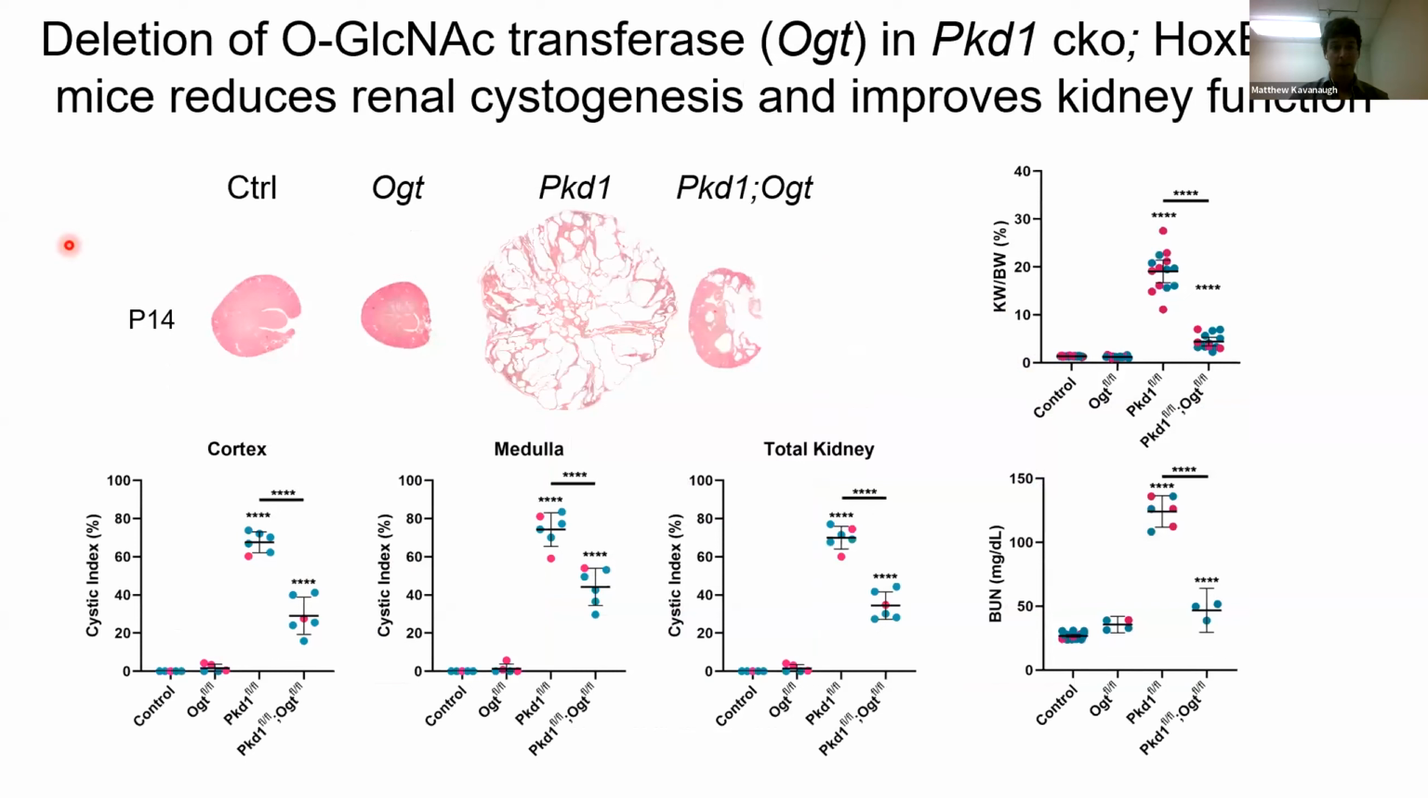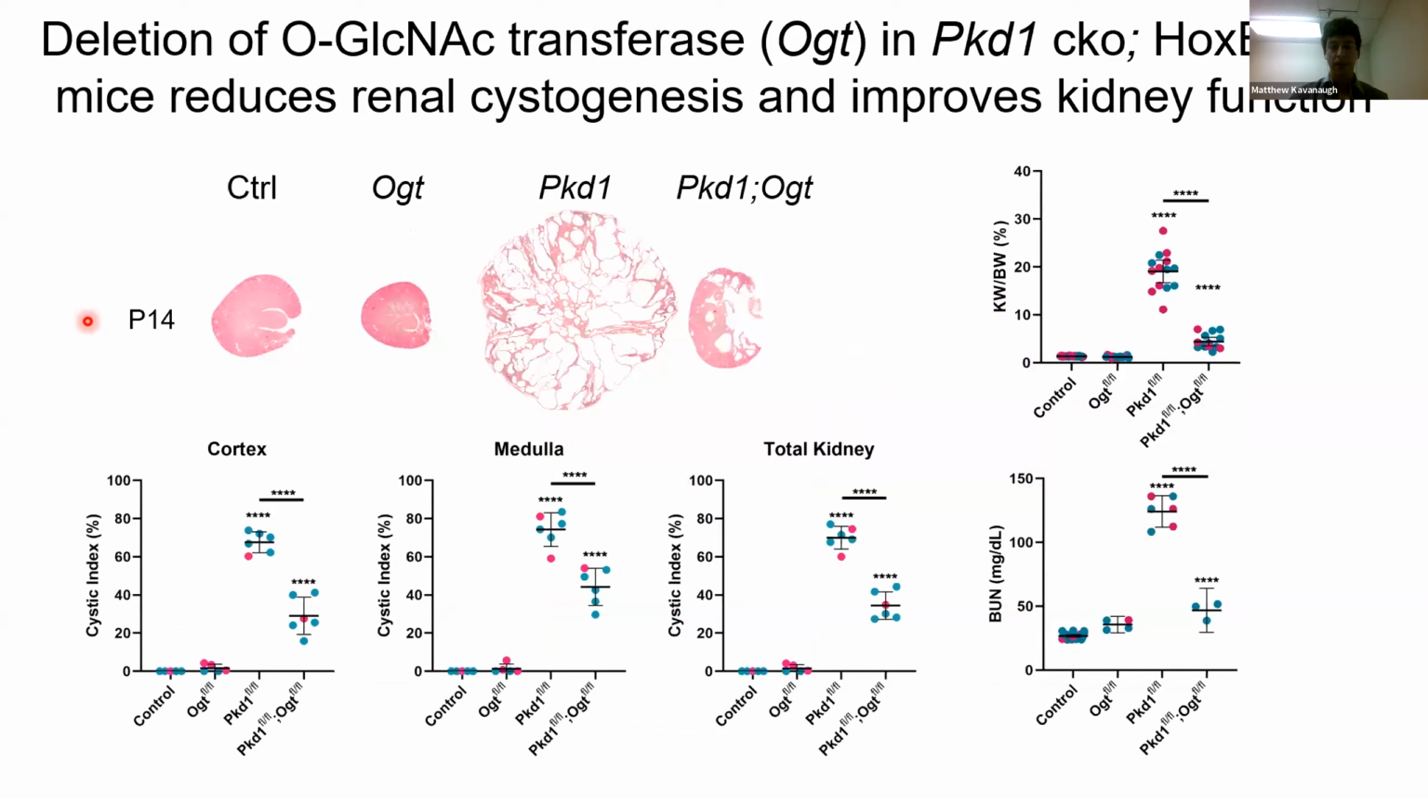Now, what I've been doing recently is the generation of a new juvenile onset mouse. This is a conditional knockout under the control of the HoxB7 Cre, which is going to be deleting PKD1 and/or OGT from the collecting ducts, starting at about embryonic day 10.5.